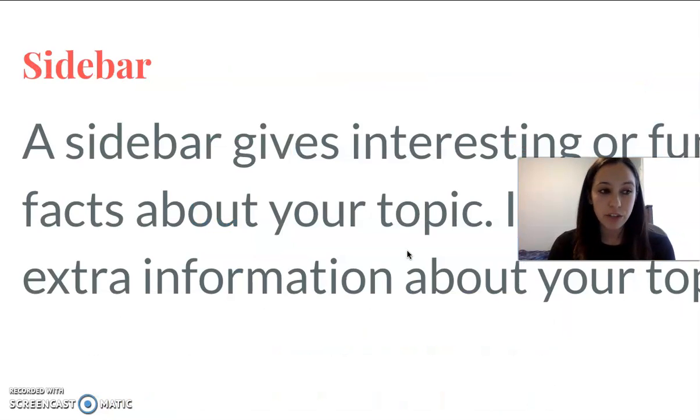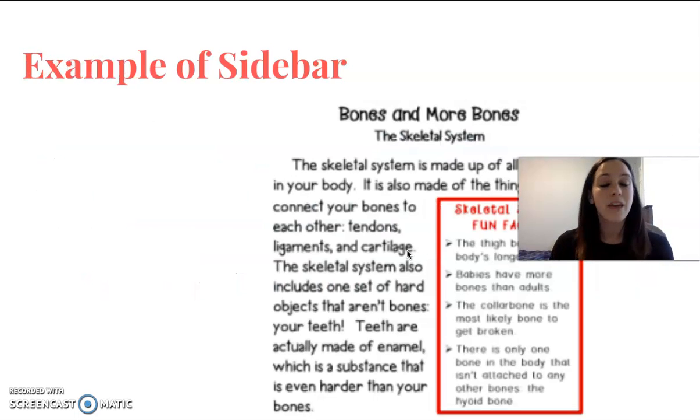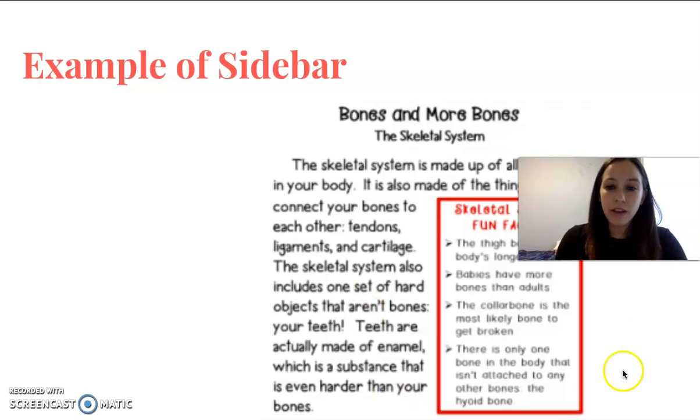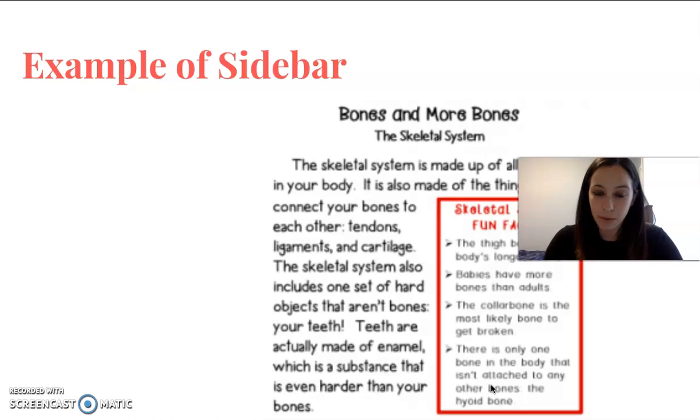Another text feature is a sidebar. Okay, a sidebar is usually included in nonfiction so that it can give interesting or fun facts about the topic. It should add information to your topic, okay? A sidebar shouldn't be repeated information of what you already have, okay? So for example, if you were writing an informational book about bones, you might include a sidebar here, looks something like this, of fun facts about bones.